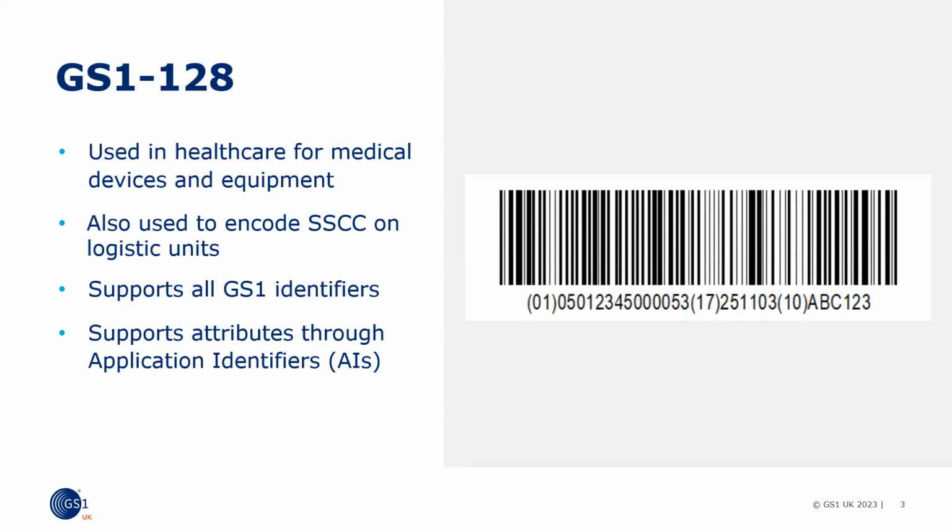As well as the GS1 keys, it supports all the GS1 application identifiers. These are the numbers that appear in brackets in this example for GTIN, expiry date, and lot number, and include the date of manufacture and the serial number. There are hundreds of application identifiers, but they tend to be limited to 5 or 6 within the healthcare industry.